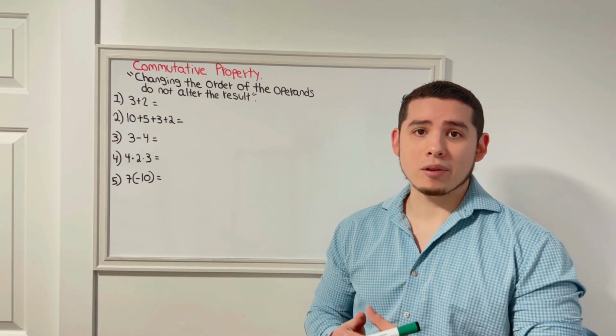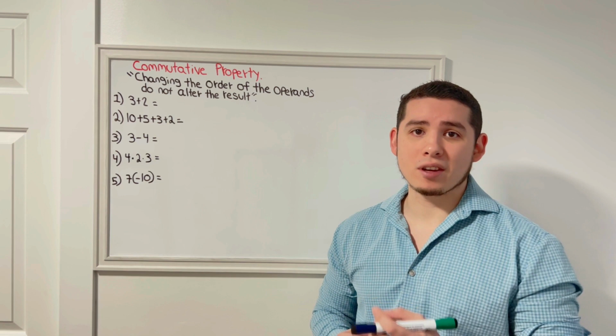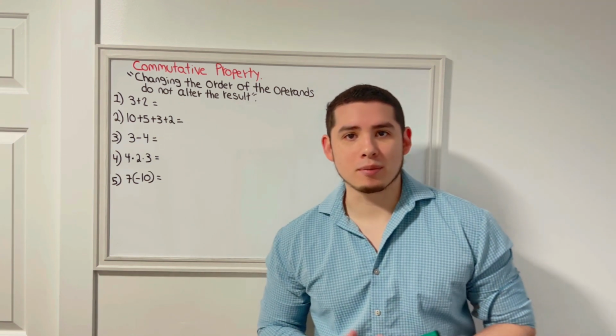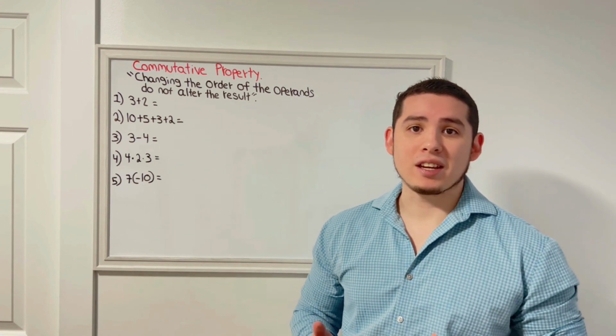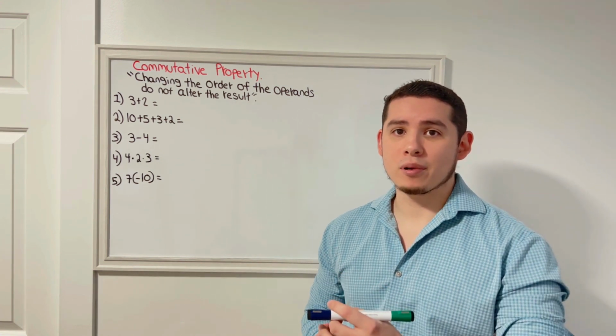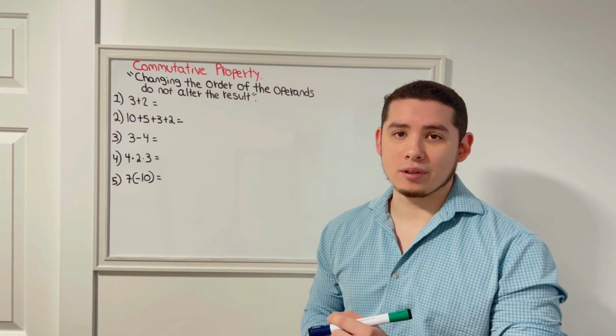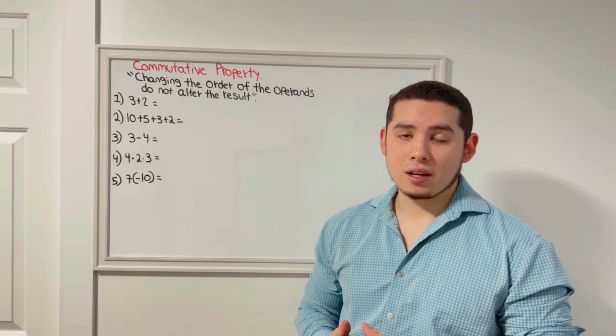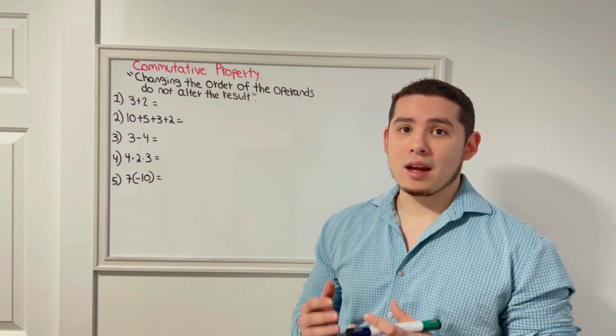I'm Maisa Rodi, and today we're going to cover the topic of the commutative property. This one is the most famous of all the properties because of its statement, which says changing the order of the operands does not alter the result. I know you have heard it at least once. This one is the most famous of all. And what does it mean?